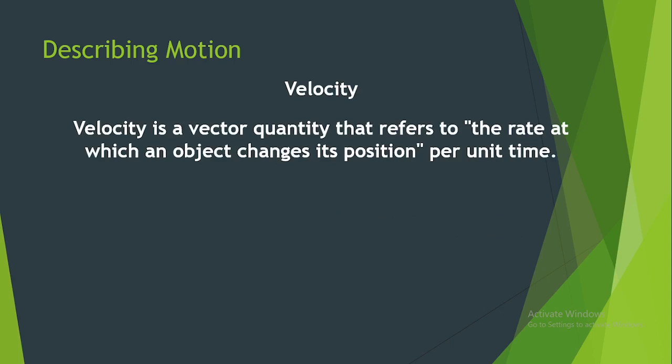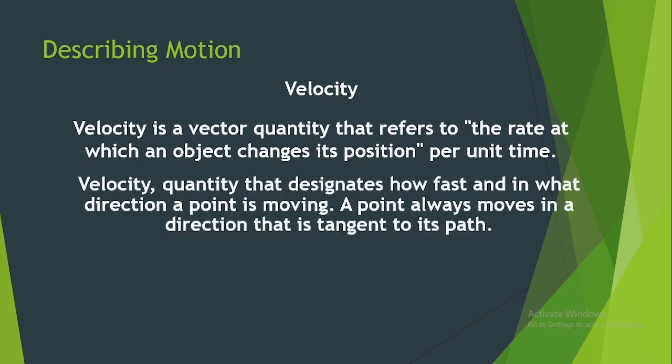Velocity is a vector quantity that refers to the rate at which an object changes its position per unit time. Velocity is the quantity that designates how fast and in what direction a point is moving. A point always moves in a direction that is tangent to its path.